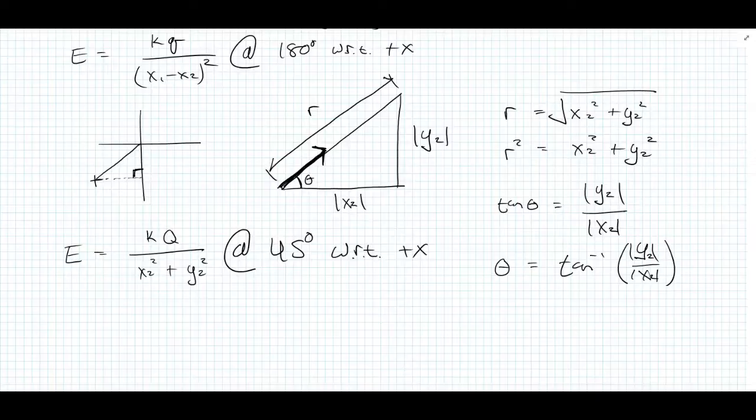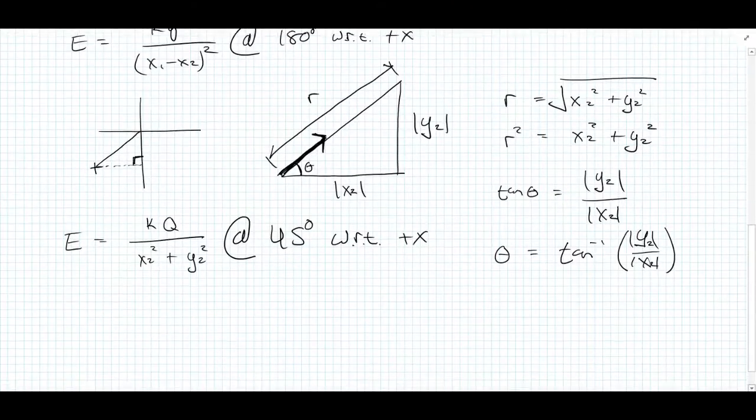And when we add vectors together, we have to add them in component form, right? We can't just take the magnitude of these two vectors and add those numbers together. That will not be the magnitude of the net field. For example, if they pointed in opposite directions and had the same magnitude, then the net field would be 0. Right? So we can't just add the magnitudes together.